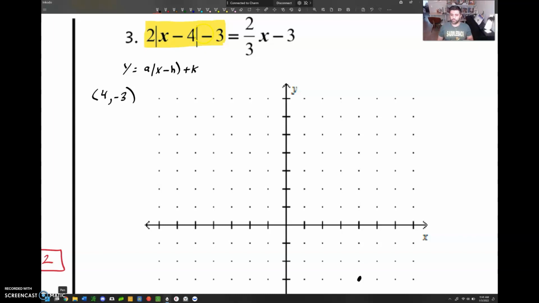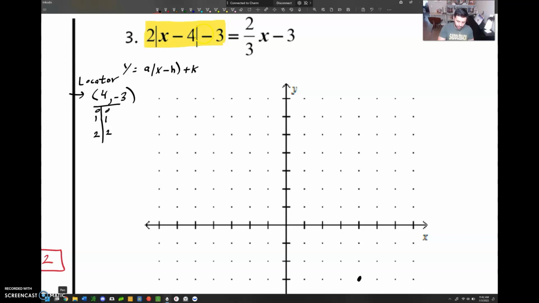So far so good. So we start right there, because of my locator. That's where I start. Now this is an absolute value. So absolute value always looks like a V, right? And it has a chart also, and the chart is usually 1, 1, 2, 2, and 0, 0 for my x and y.